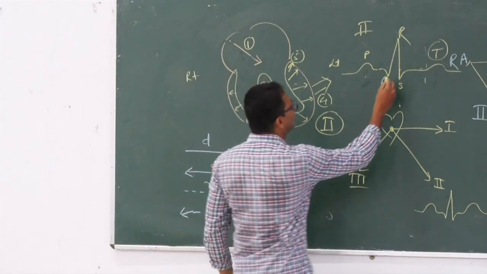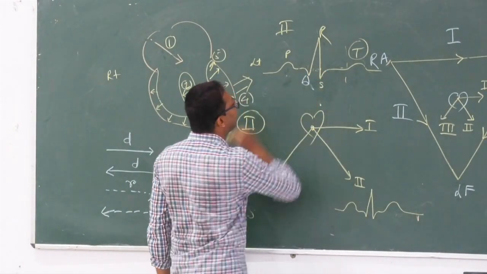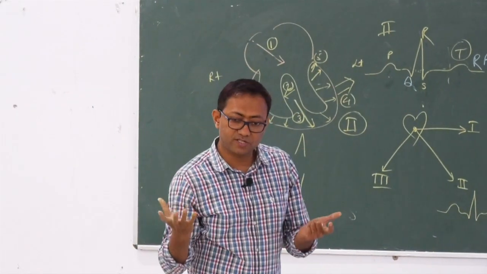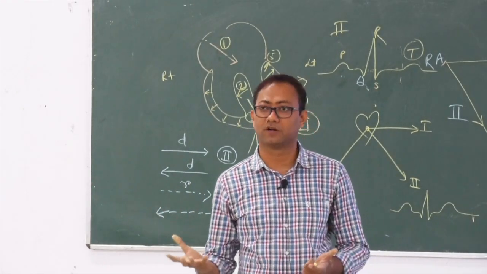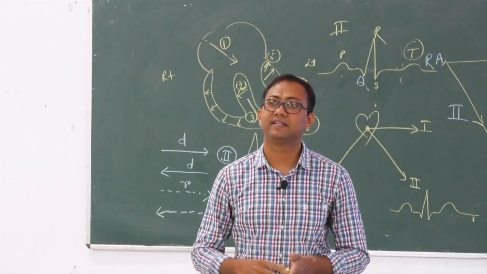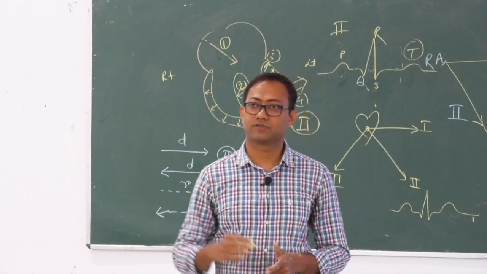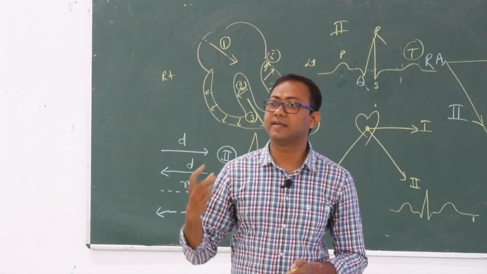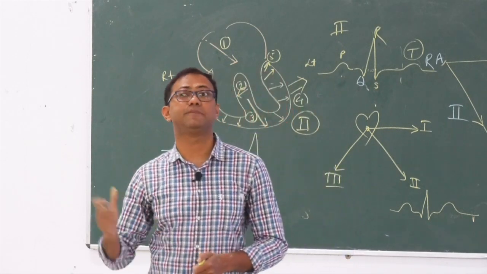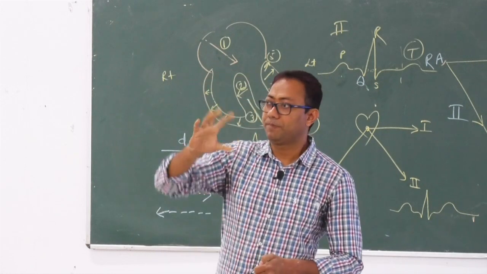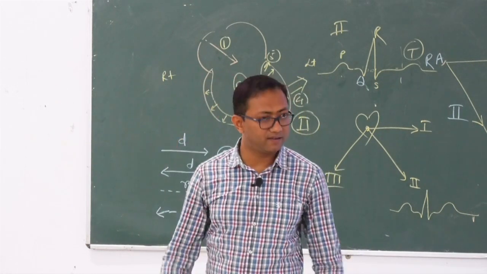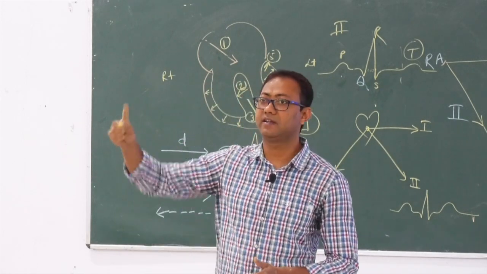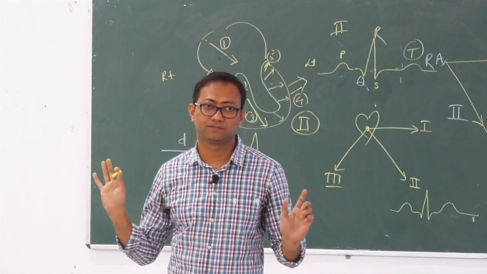Right? So somewhere here you have the atrial repolarization. We don't see it because the QRS complex, which is due to ventricular depolarization, is so strong that it covers up the atrial repolarization wave. That is why in the ECG, we do not see the atrial repolarization wave. We only see the atrial depolarization. Right? So P, QRS, T. P is due to atrial depolarization, the QRS complex is due to ventricular depolarization, and the T wave is due to ventricular repolarization. Correct?